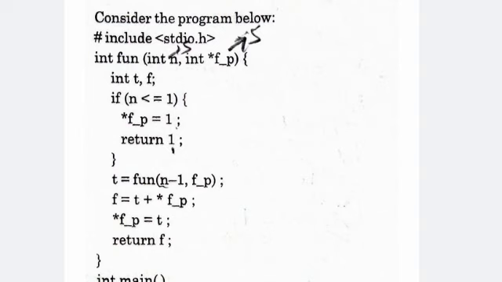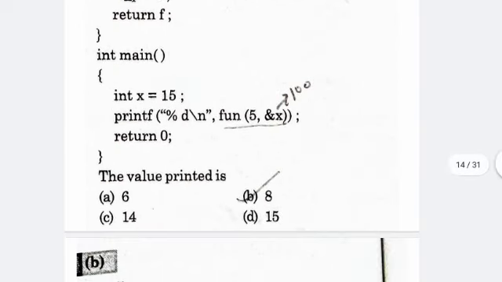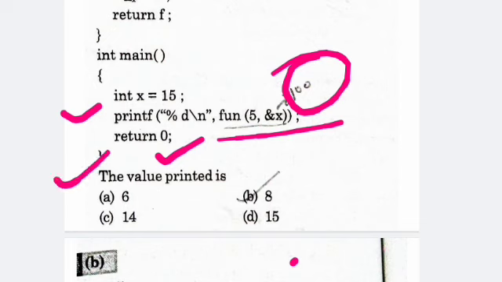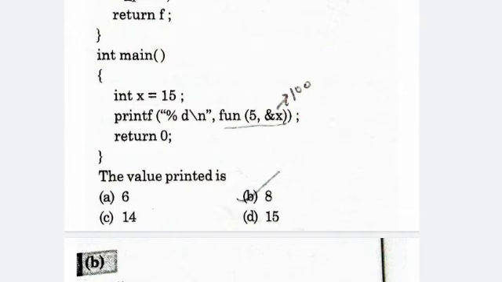Now come to the int main. So here int main is defined like int x is equal to 15, which is already initialized, and print the value of the function f of 5 and address of x. We consider here the address of x is equal to 100 and return the value of 0. Now the value printed is option A 6, option B 8, option C 14, and option D 15. Now come to the solution of this question.